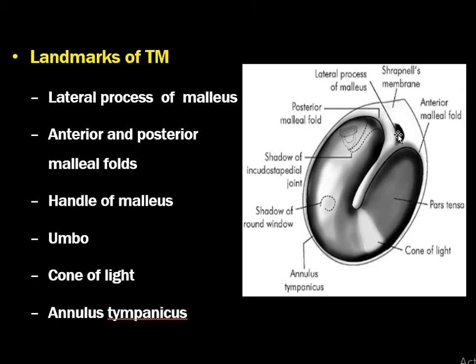Anterior and posterior malleolar folds. This is the posterior malleolar fold and this is the anterior malleolar fold. Handle of malleus. This is the handle of malleus. Umbo is the tip of the handle of malleus.